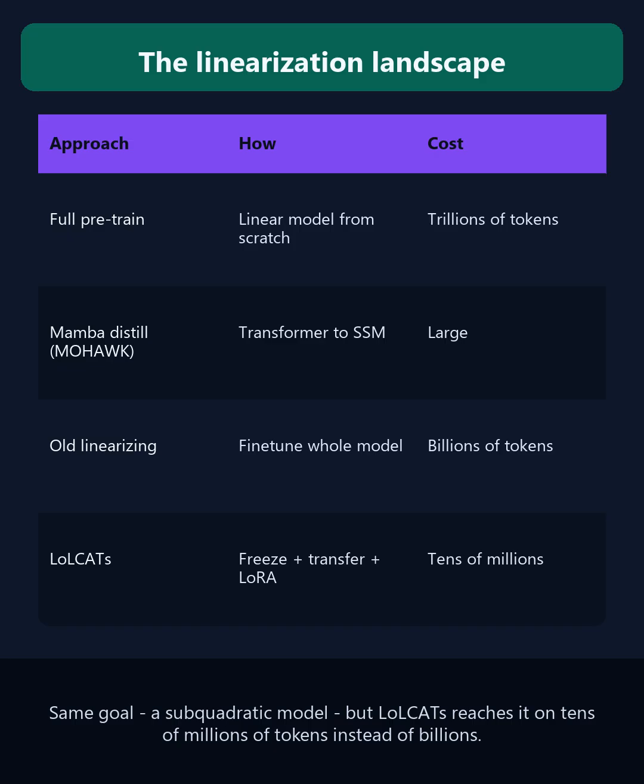Here's the linearization landscape. Full pre-training builds a linear model from scratch, maximum cost. Distillation approaches, like MOHAWK, transfer a transformer into a Mamba state space model. Older linearizing methods fine-tune the whole model on billions of tokens. LoLCAT sits at the efficient end: freeze the base, transfer attention, then apply LoRA. Same goal, a subquadratic model, but wildly different budgets.